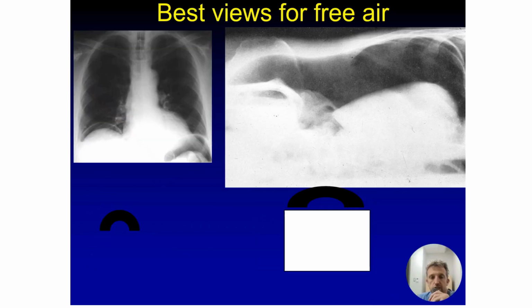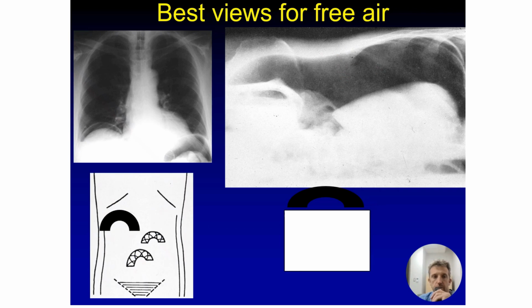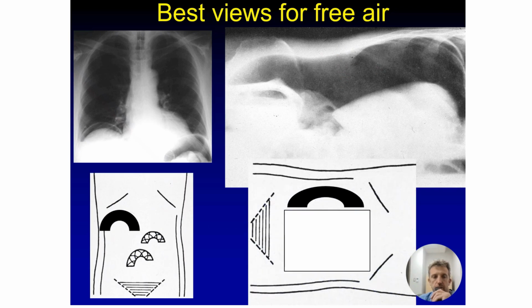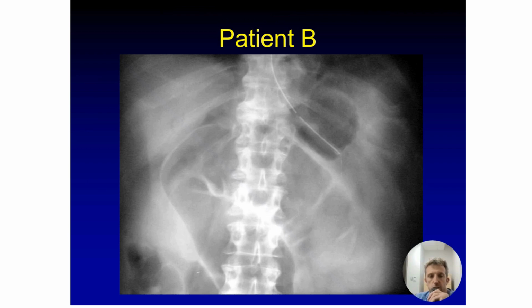What if the patient is too sick to stand? What is our next best view? Well, hopefully they can lie on their side, left side down, right side up. The air rises and we'll see air between the liver and the abdominal wall. This is free air. Don't miss that. What if they're too sick to lie on their side, or we just get a supine radiograph?